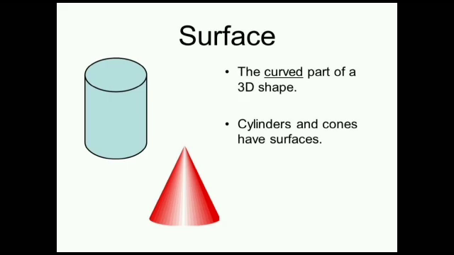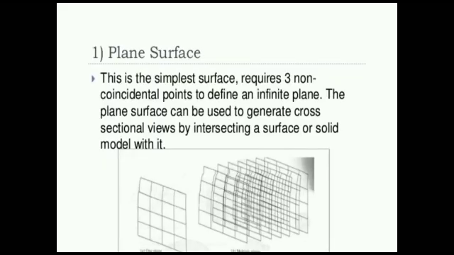In these shapes, we can identify the curved part. It is surface. So surfaces are divided into two types, plane surface and curved surface. So here are the shapes. In the curved part, cylinders and cones have surfaces. Now first we are going to see about plane surface.